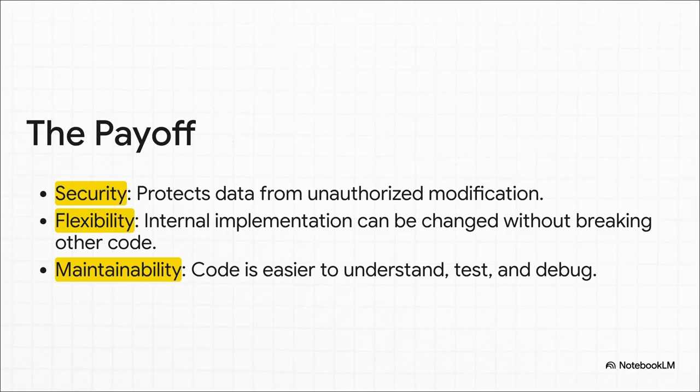Second, and this is a game changer, flexibility. You can completely rip out the guts of a class and replace them with something totally new. And as long as the public interface stays the same, no other code will break. And finally, maintainability. When there's a bug, you know exactly where to look. The problem is contained right inside that capsule, which makes finding and fixing it a whole lot easier.